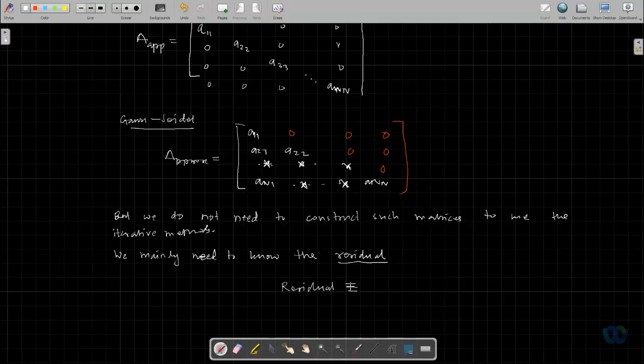right hand side minus left hand side, always. Remember, right hand side minus left hand side. So by this we need not know the matrix A. How do you calculate residuals?